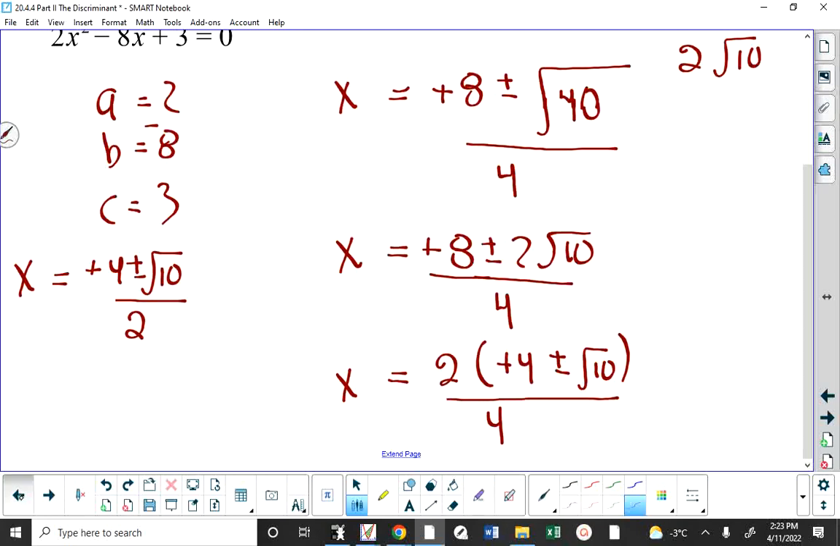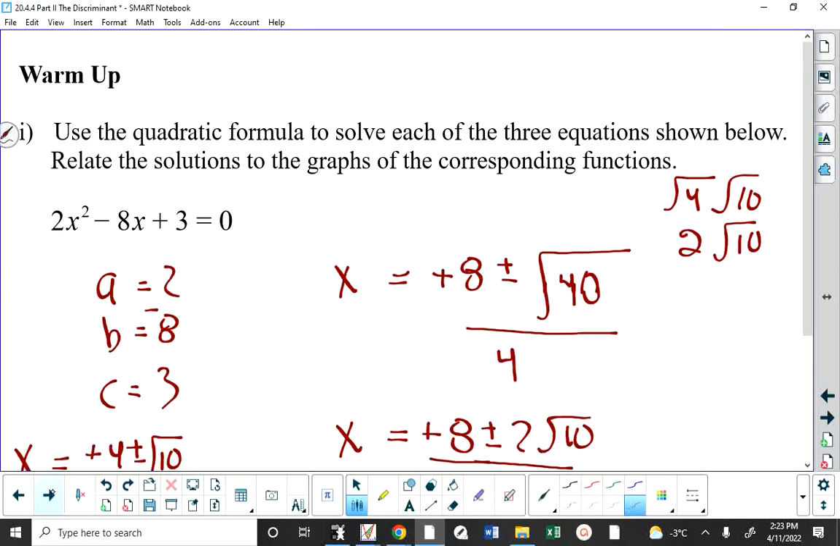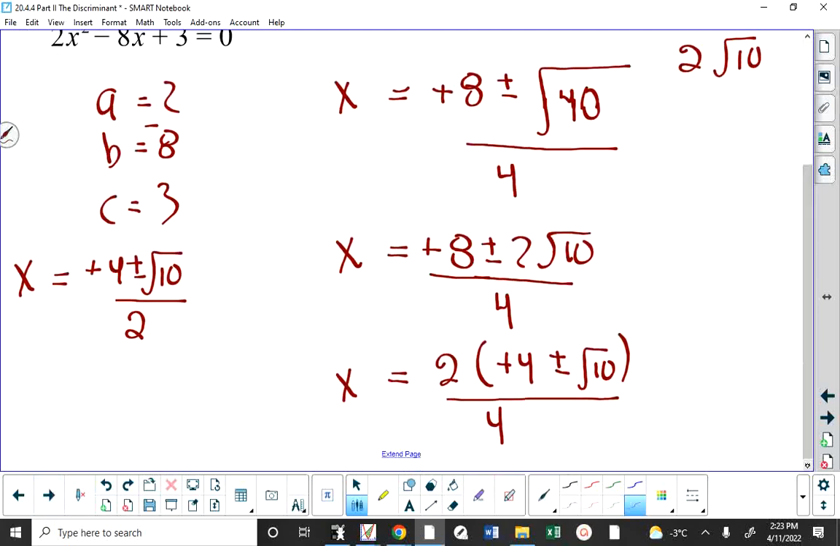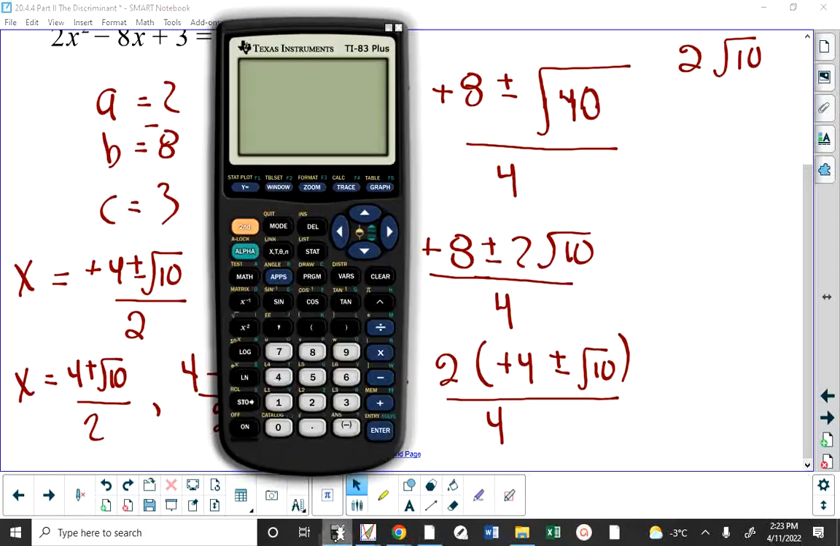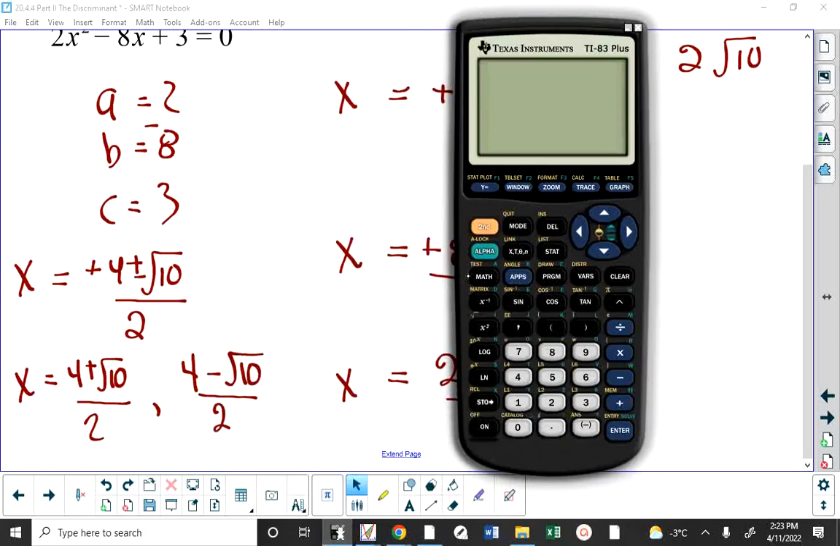What else are we asked to do here? We're asked to relate the solutions to the graph of the corresponding function. So what does this work out to? This is x equals 4 plus root 10 over 2, and x equals 4 minus root 10 over 2. What are those two numbers in relation to the graph of that corresponding function? Well, they're the x-intercepts. So we don't need to do this every time, but I want to do a bit of review here because our exam is this week.